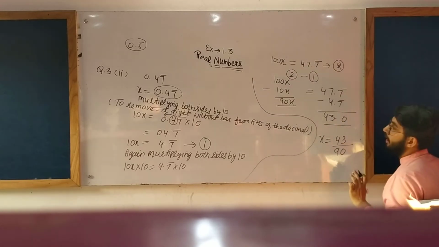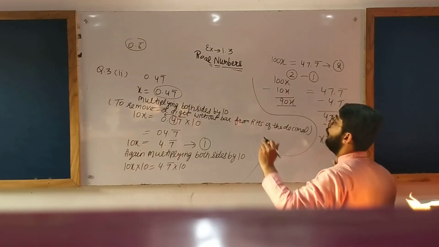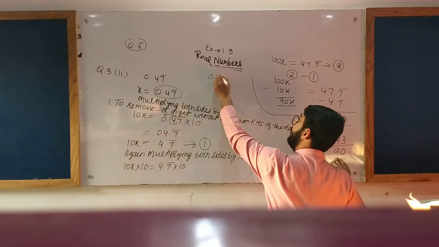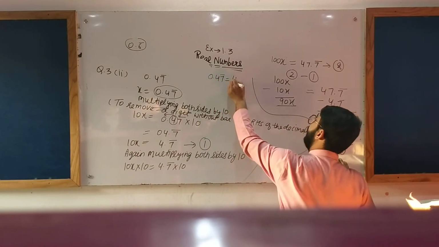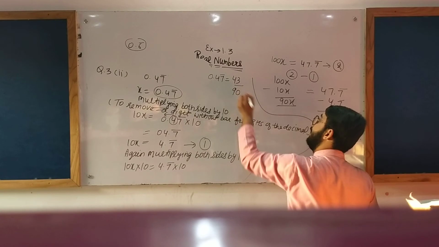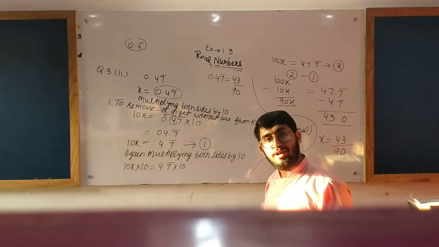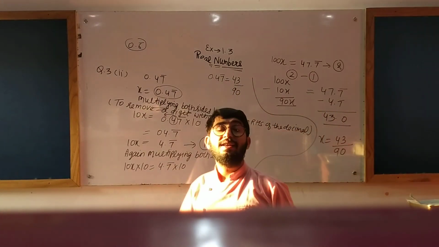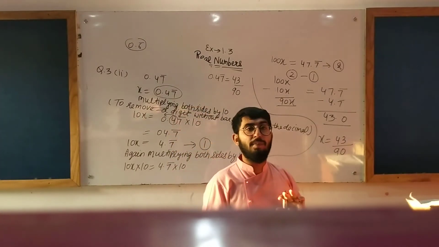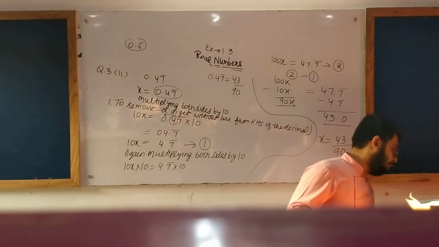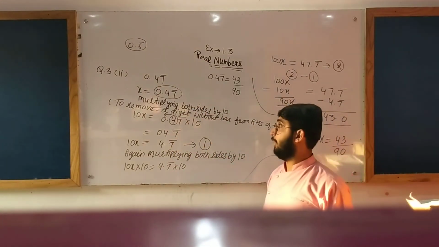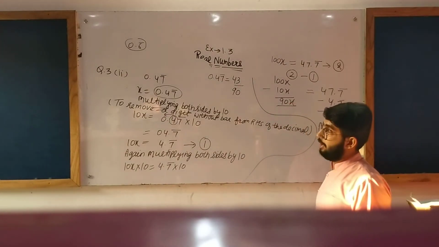So this is our answer, that the value of 0.47 bar equals 43 by 90. Okay, hope you have understood this question. This is part number 2. Part number 3 is still left. So keep watching the video.